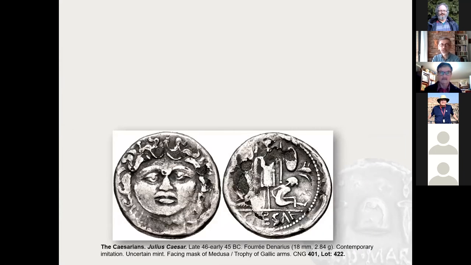I found this one most interesting. This is the last slide that I will share with you. It's a Julius Caesar denarius from late 46, early 45 BC. It's like a contemporary imitation, but look what they did.